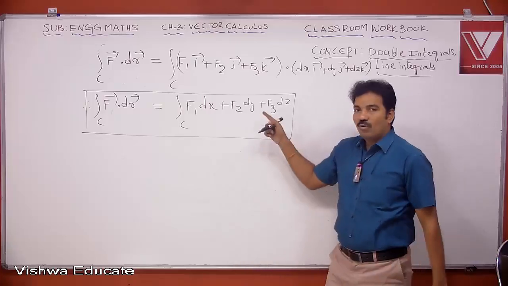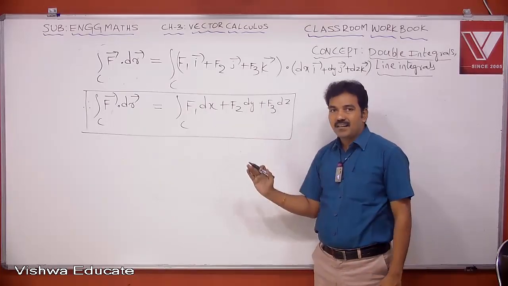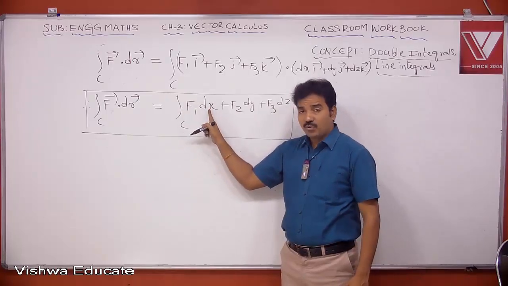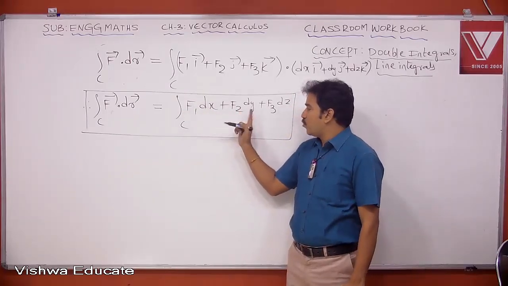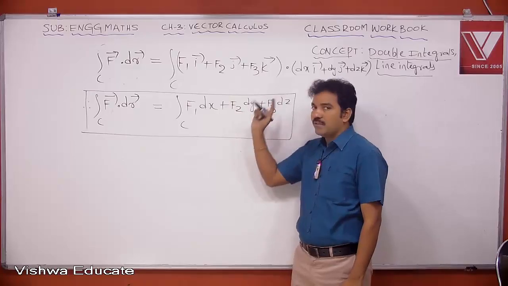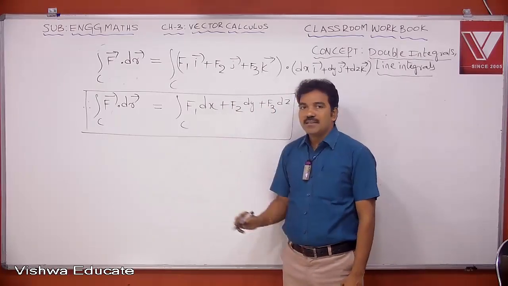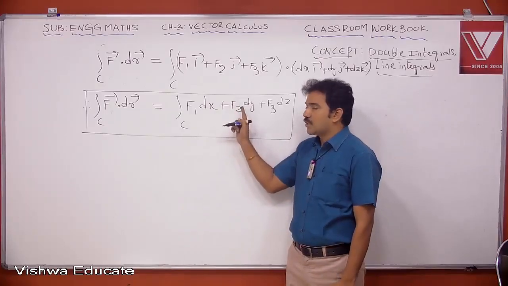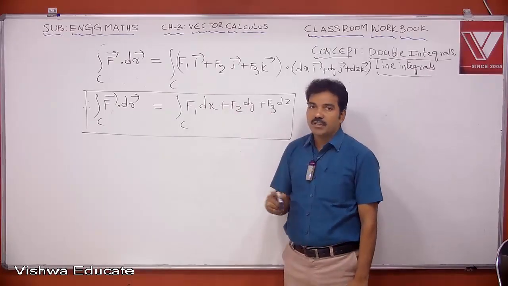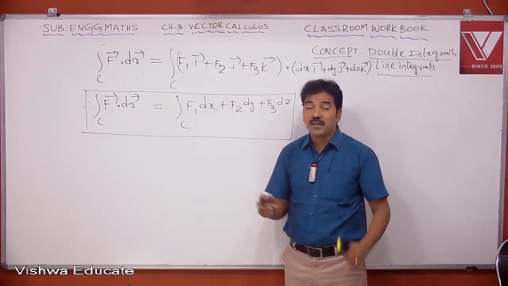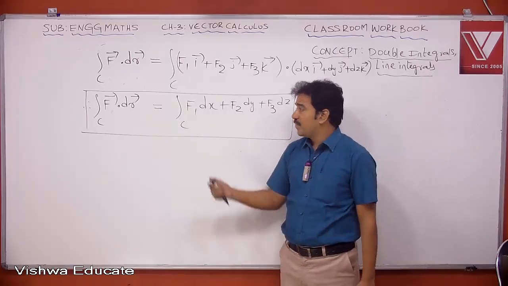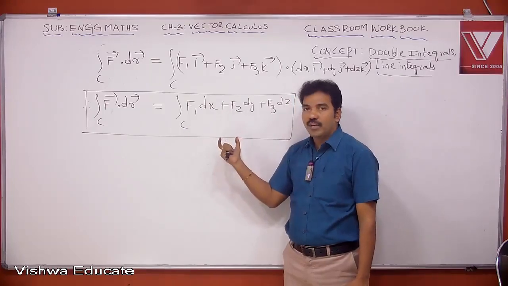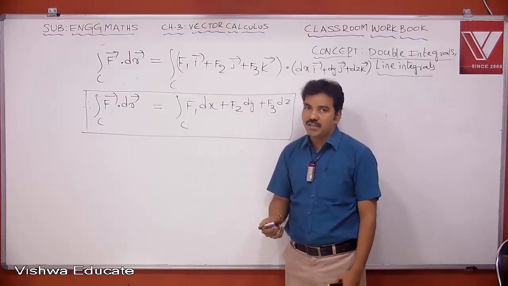Now what is the drawback of this RHS integral? Let's see. Here we are integrating f1 with respect to x, f2 with respect to y, and f3 with respect to z. If f1 is only a function of x, f2 only a function of y, and f3 only a function of z, then I can go for the linear property of integrals and split the integral. This integral becomes the integral of f1 dx over c plus the integral of f2 dy over c plus the integral of f3 dz over c.